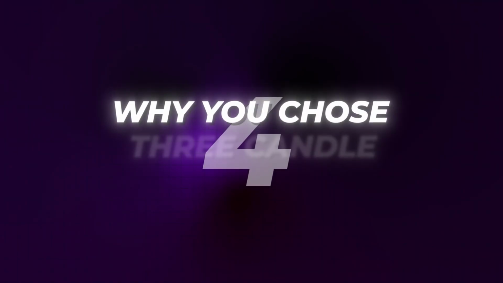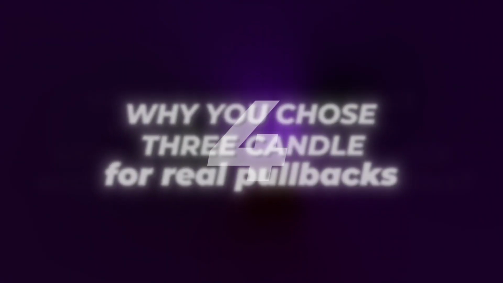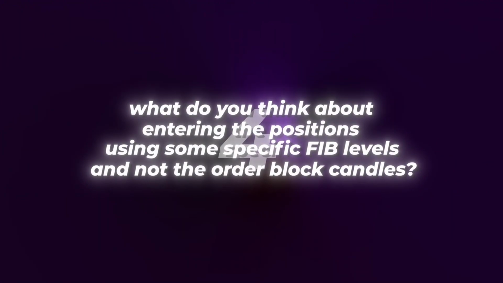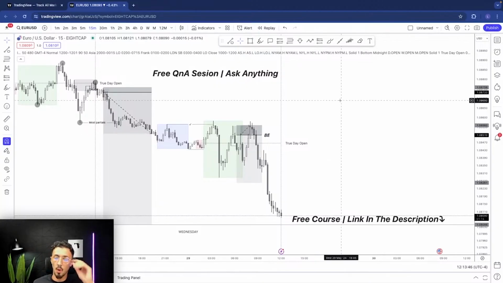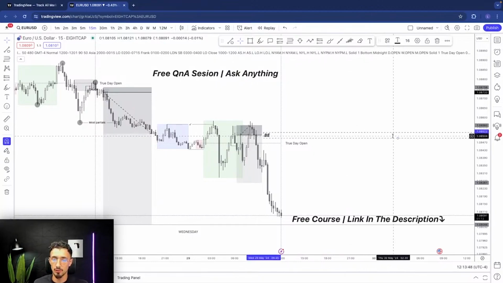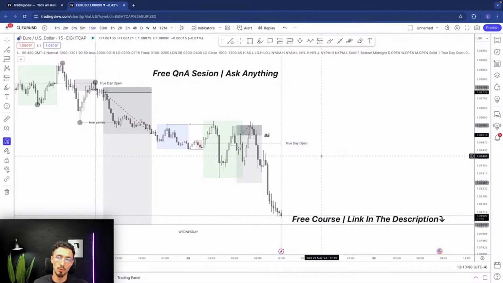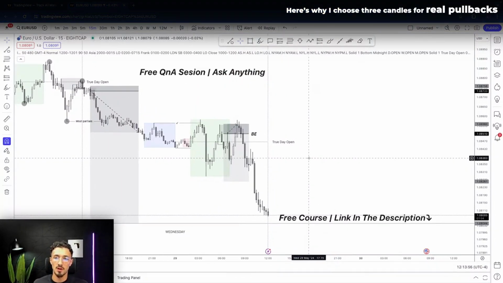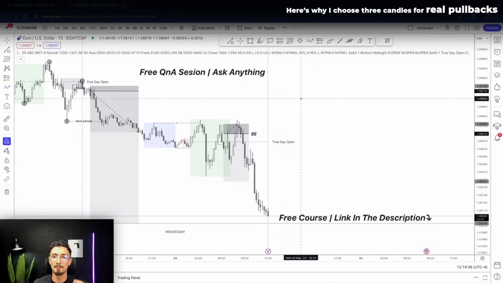So why you chose 3 candles for real pullbacks, and what do you think about entering the positions using some specific fib level and not the order block candle? Great question. So why did I decide to use the 3 candle rule for my pullbacks? I experimented with a bunch of different things. So again, to go full circle, the main reason was because, like a lot of you guys, at some point in my journey, I was bamboozled with market structure.